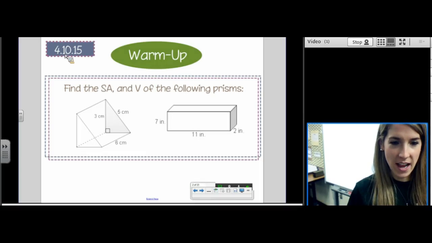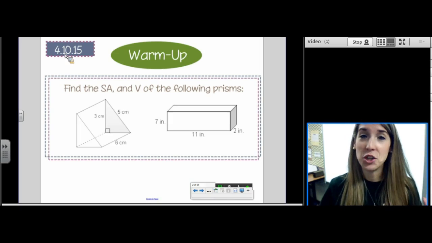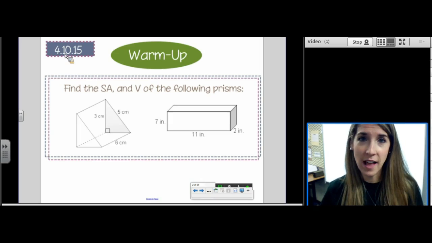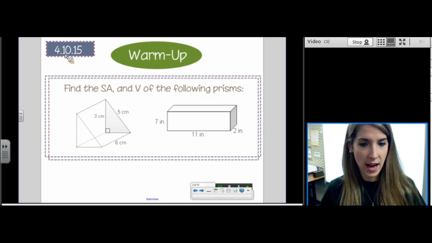Find the surface area and volume of the following prisms. So yesterday we learned about prisms. Remember, prisms have two bases. Prisms have rectangles for their lateral faces. And remember what capital P stands for. It stands for the perimeter of the base. And capital B stands for area of the base.